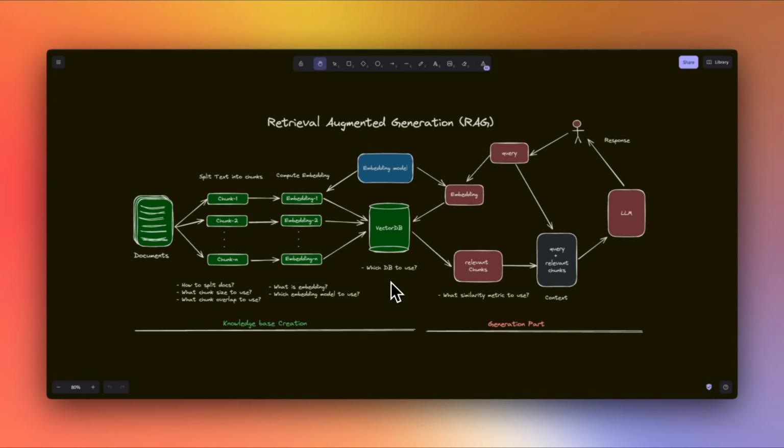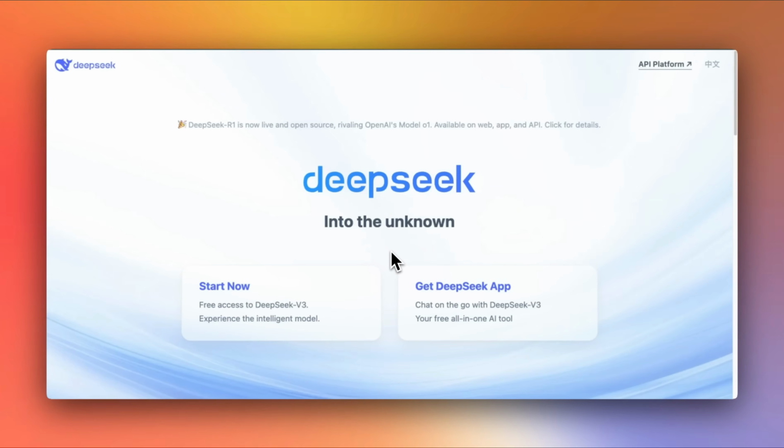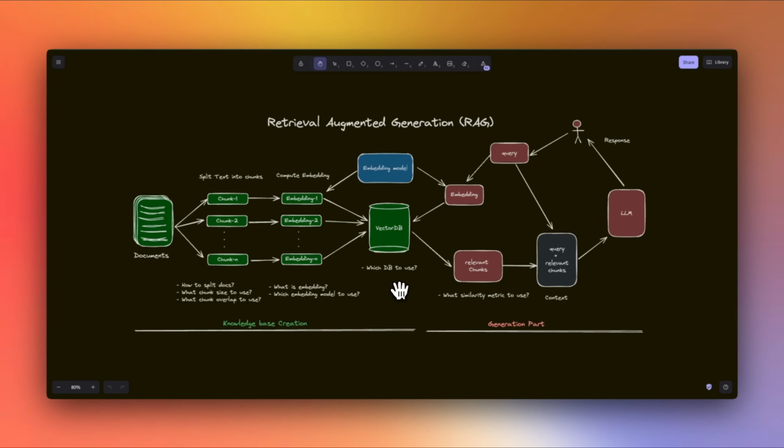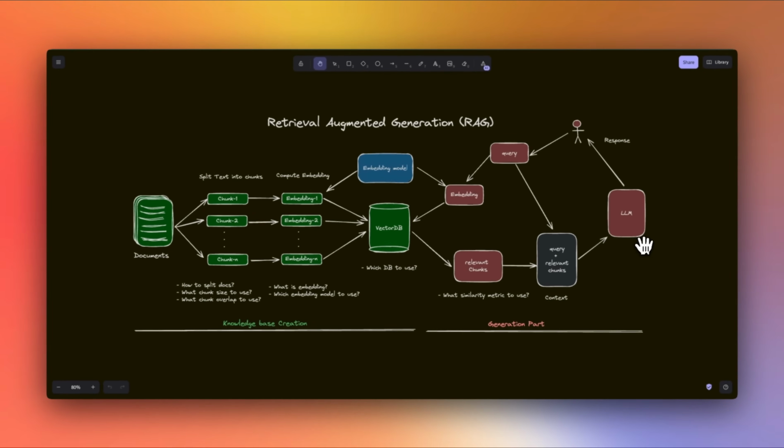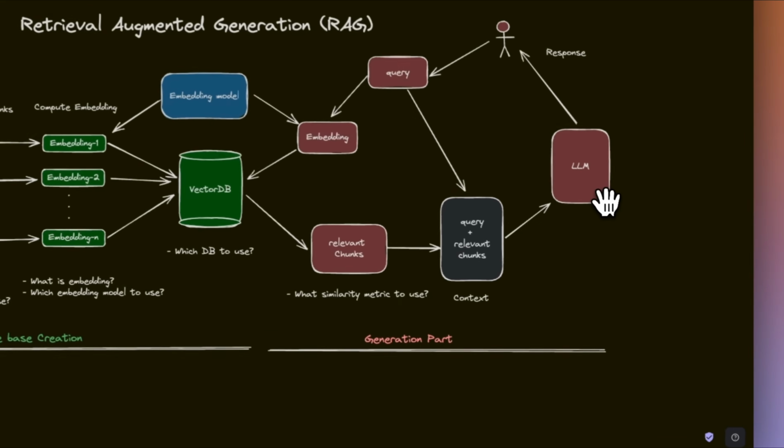Let's see how using a reasoning model like DeepSeek R1 can supercharge your RAG pipeline. In this video, we're going to build a simple RAG pipeline without any external frameworks like LangChain or LlamaIndex. But this is going to be powered by a reasoning LLM.